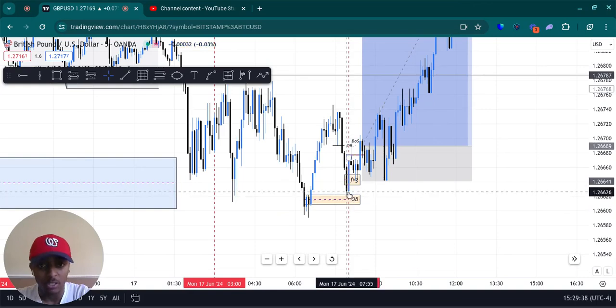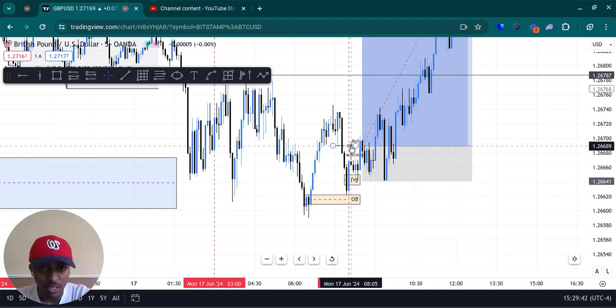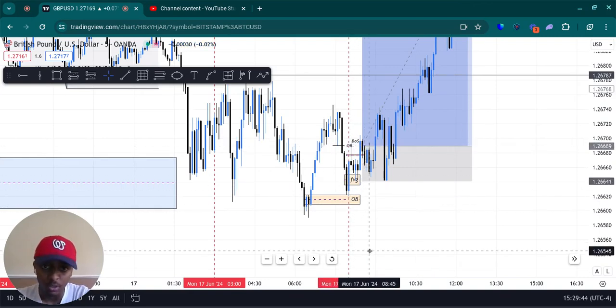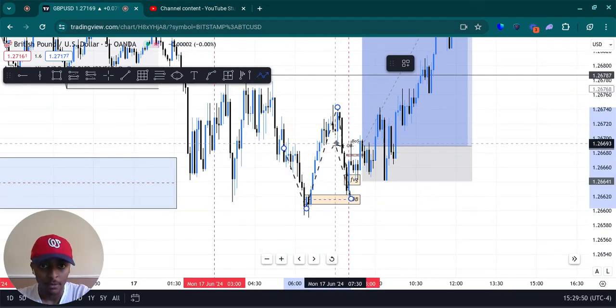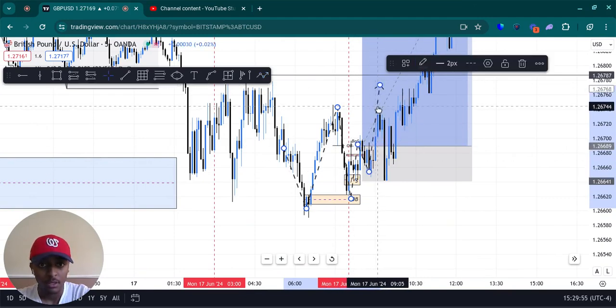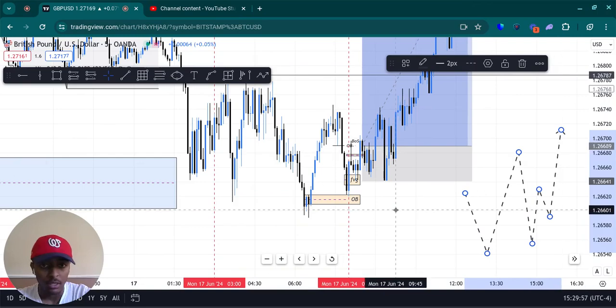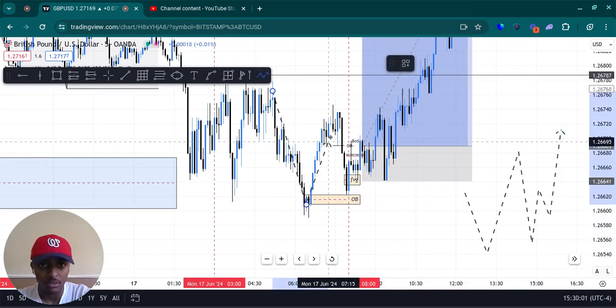We led to this order block. If this order block holds, this will get invalidated. If this order block doesn't hold, this will be valid and this one will get invalidated and we go lower. Correct? This is the bullish scenario that we like. And the bearish scenario would just be this right here.